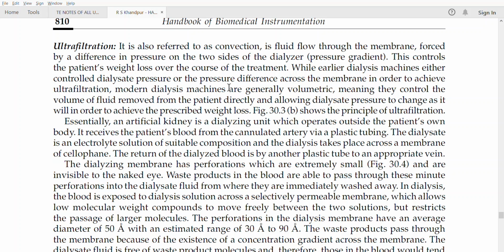Okay, so you all know that pressure and volume are related in several ways. So by controlling the volume, you can thereby control the pressure, and ultimately the weight loss.